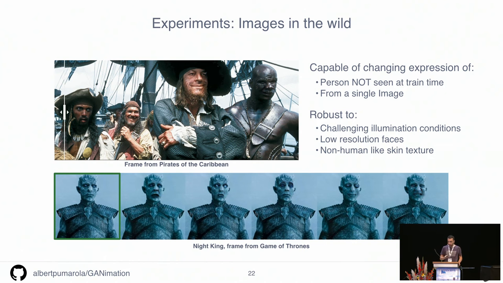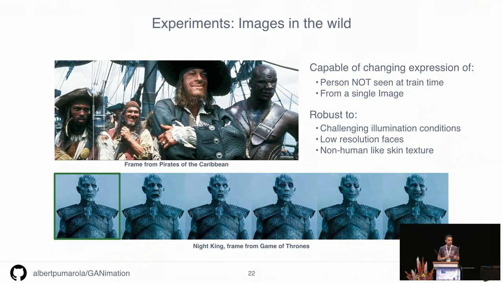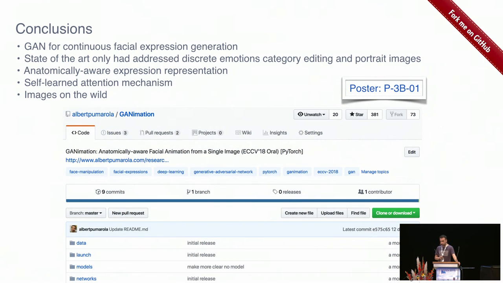And remember that we are changing these expressions of people that were not previously seen on training, and just from this single image. We don't need any further information. So to conclude, we have presented here a differentiable render capable of changing the expression of a person not previously seen on training and only from a single image.